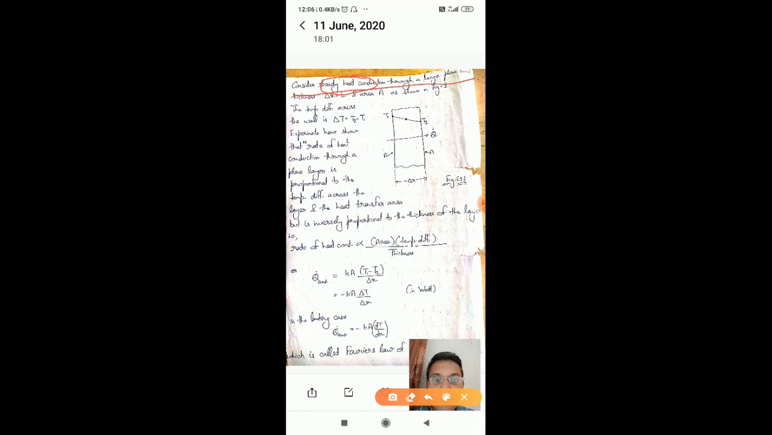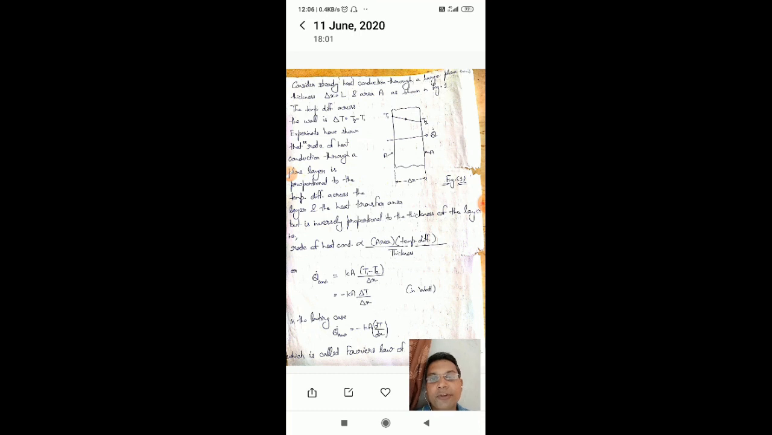Now don't confuse it with equilibrium and steady state. These are two different parameters. This must have been taught in your basics of mechanical engineering and applied thermodynamics: steady state and equilibrium are two different things. So in heat transfer, again I am repeating the same thing, the equipment is under steady state but a non-equilibrium condition.